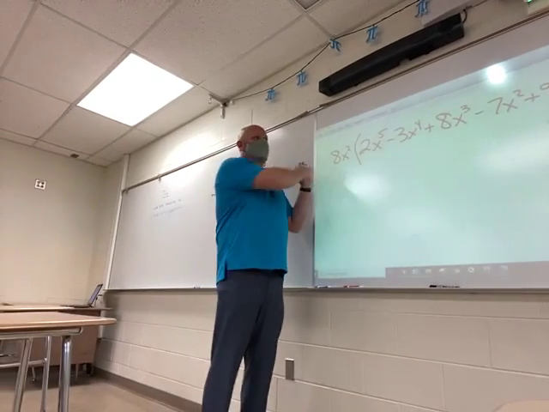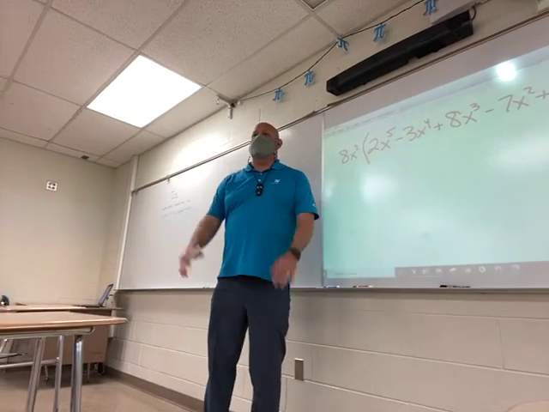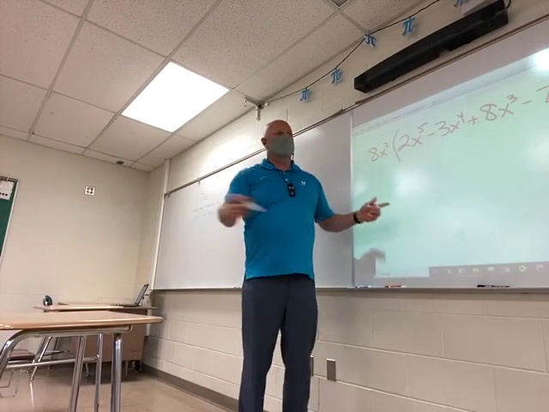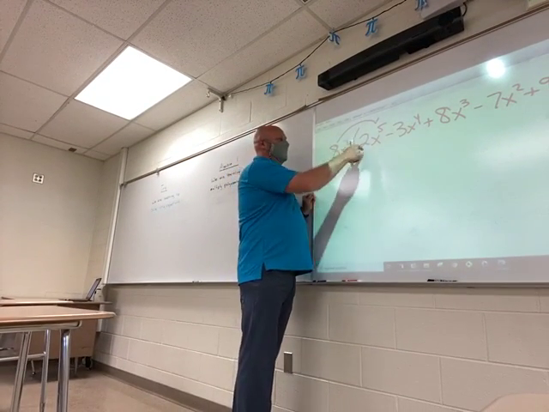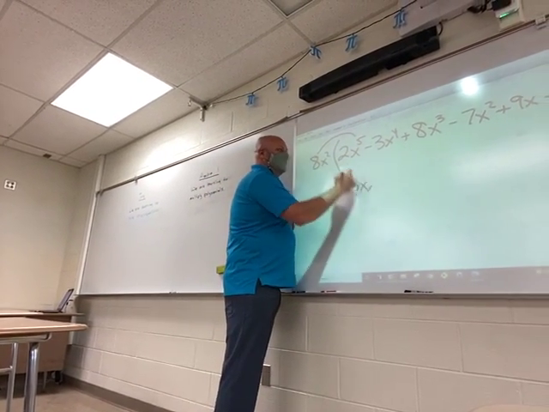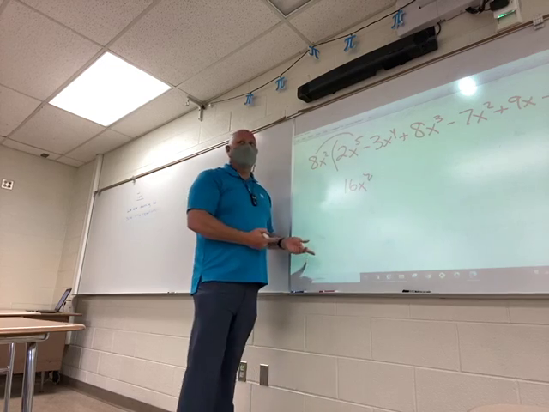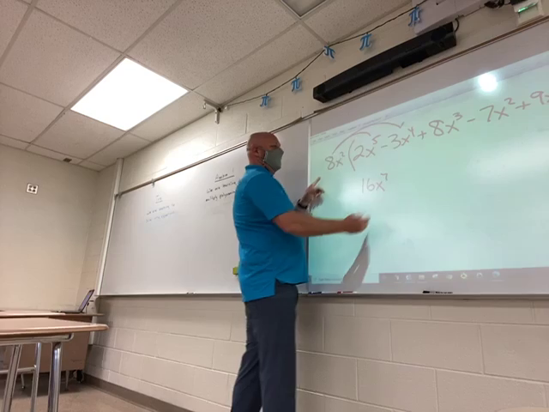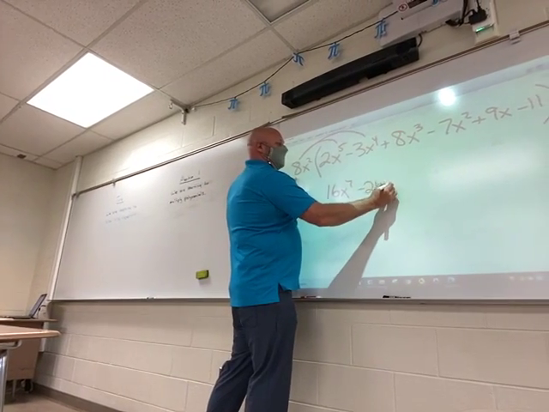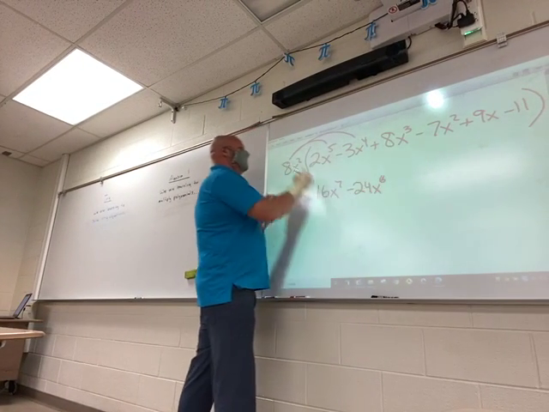A monomial times as many terms as you want. Just distribute. Take the monomial and multiply by each part. 16x to the 7th. And we just multiply the coefficients, add the exponents. 8x times the 3x to the 4th would be 24x to the 6th.